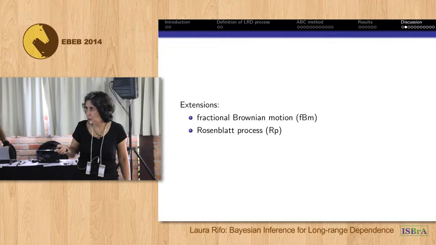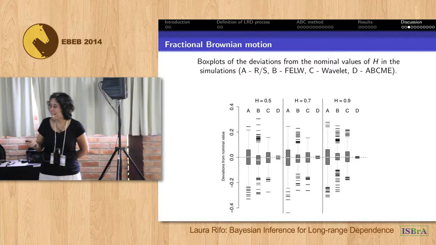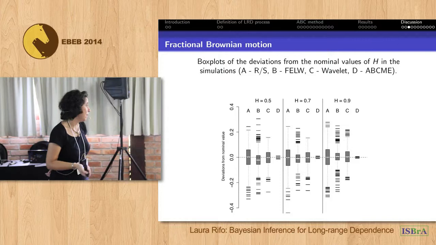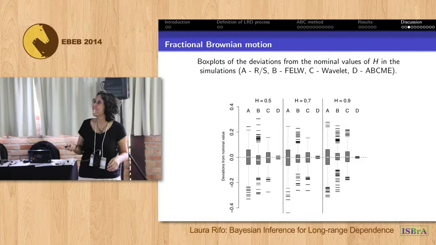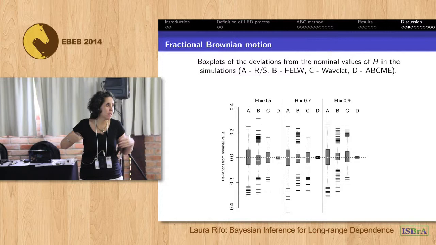These are the results for the fractional Brownian motion, and it's amazingly precise. What we obtain with the ABC minimum entropy method is really, it appears that it is not true, but it is, okay? We didn't cheat, and it's really, really nice. Even better than the Whittle, that Whittle, that is a great guy here, okay?